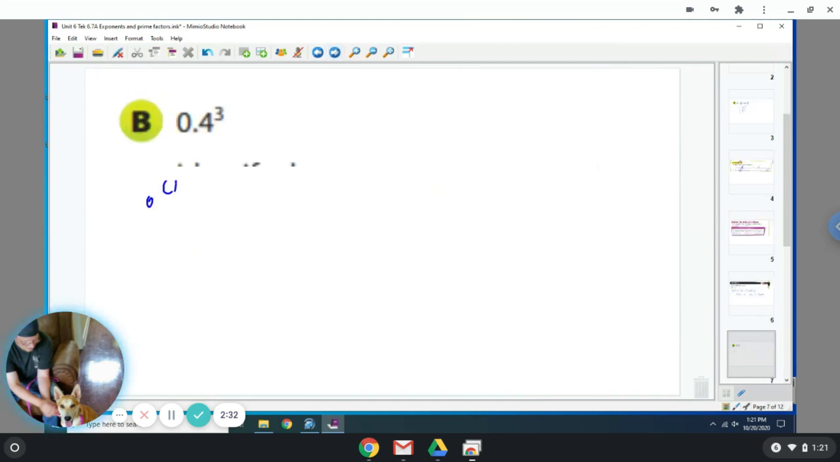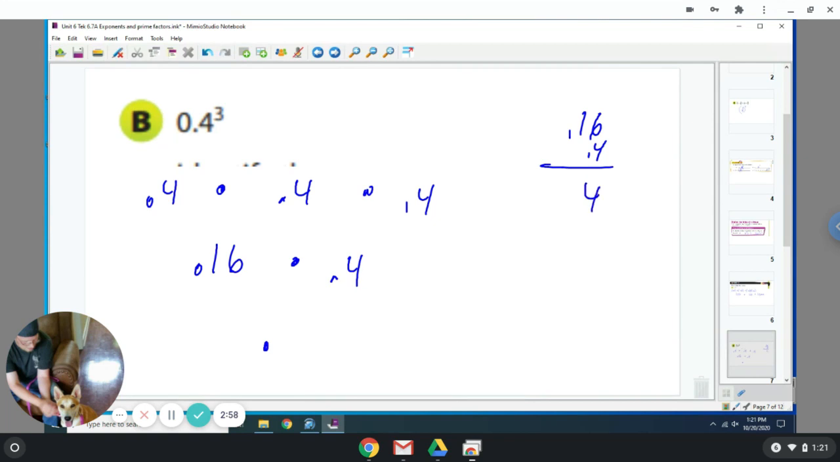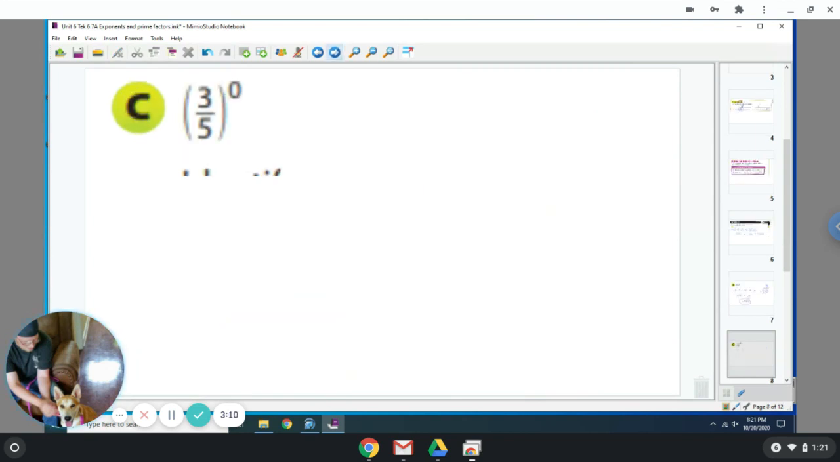So now you're going to do 0.4 times 0.4 times 0.4. 0.4 times 0.4 is 0.16, times 0.4 will be 0.064. So it's just basically a math problem. (3/5) to the 0 power automatically means it equals 1.